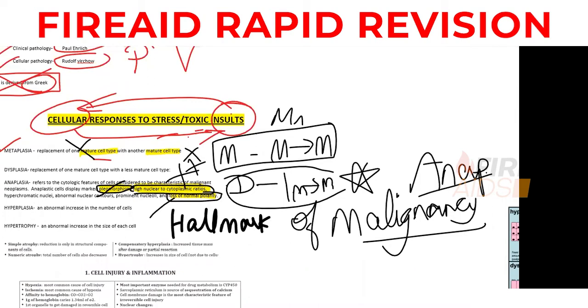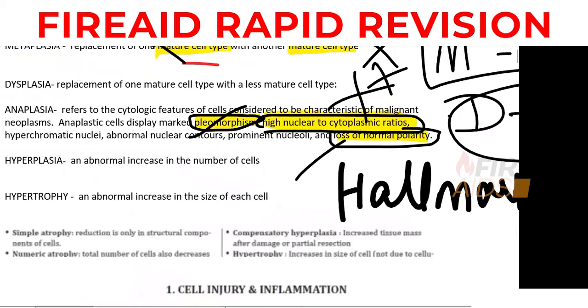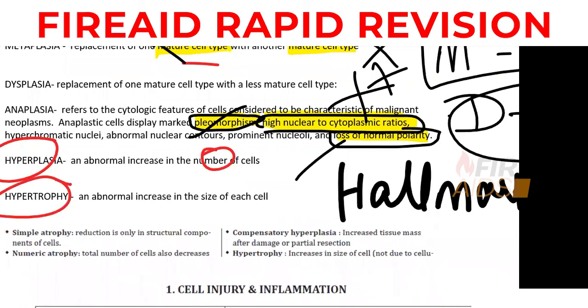Yeah, next is hyperplasia. Hyperplasia is abnormal increase in number of cells, compared to hypertrophy, which is abnormal increase in size of the cell. Plasia refers to the number of cells, whereas hypertrophy refers to the size of the cell, an increase in size of the cell.